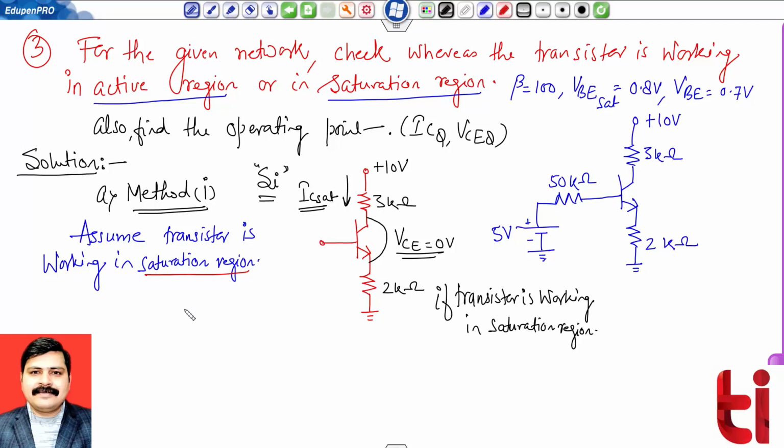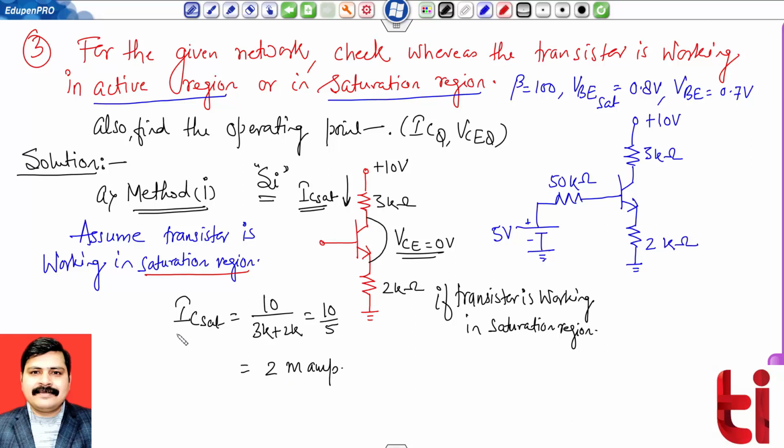Okay, so I can easily calculate IC sat will be equals to this voltage 10 volt divided by 3 kilo ohm plus 2 kilo ohm. So 3k plus 2k, that means 10 divided by 5. So my IC sat is simply 2 milliampere.